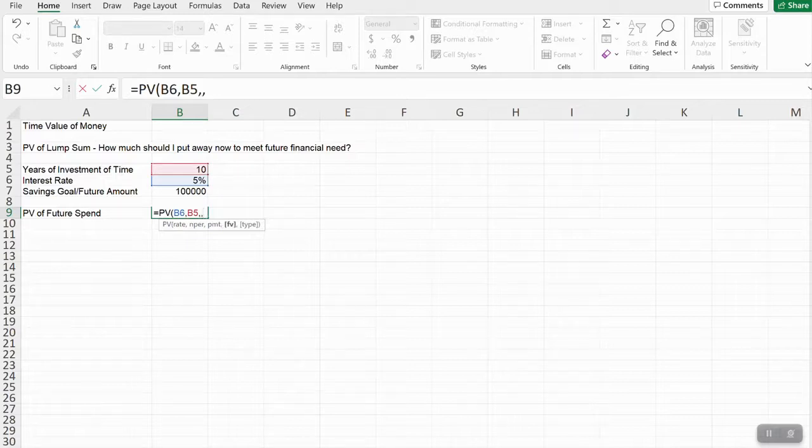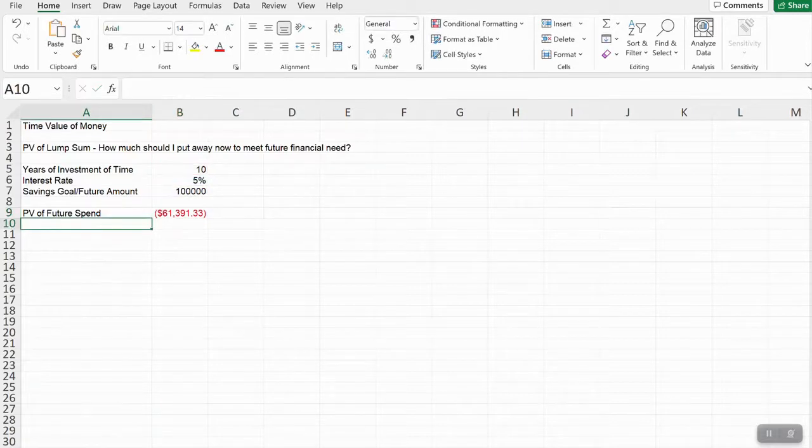So I'm going to click another comma, and that just skips over the need for payment. And then I'm going to click the future value. And this is the number I hope to have in 10 years if I put money away now and it grows at 5%. I close my calculation off with a parenthetical at the end and I hit enter.